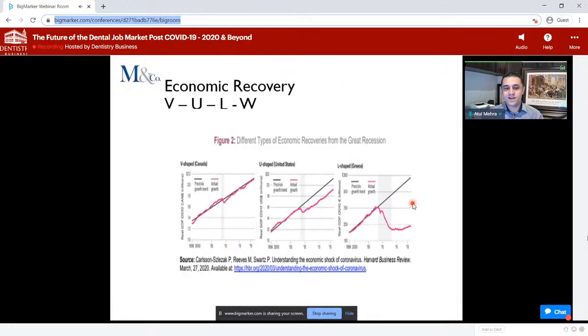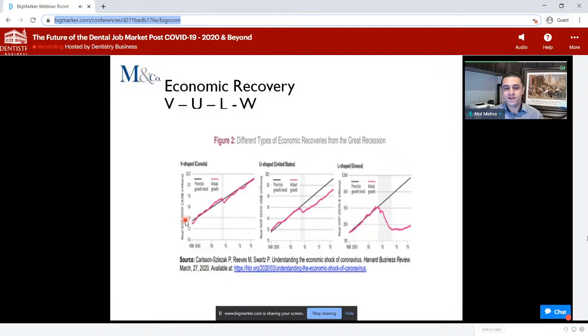So, back to the economic environment that we're in, I had posted this slide in a previous presentation, and I just wanted to speak about it again. What it talks about is the different ways that the economy will recover. The job market will recover as well.